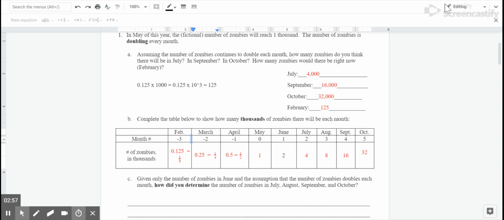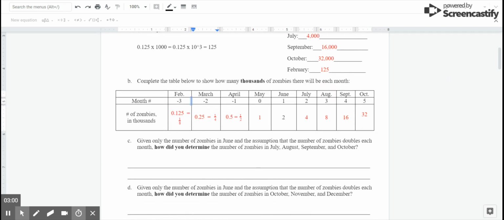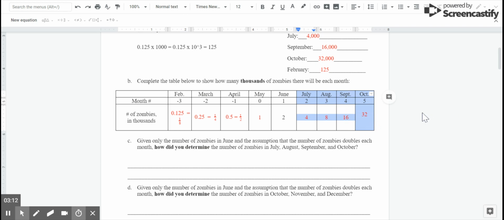Let's take a look at C and D. C says given only the number of zombies in June and the assumption that the number of zombies doubles each month. How did you determine the number of zombies in July, August, September, and October? So how did we get these numbers? Well, if you were paying attention before, we discussed this answer already, but going left to right, every time we moved up 1 month, we doubled the previous number.